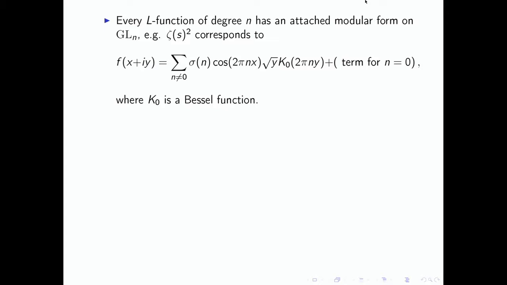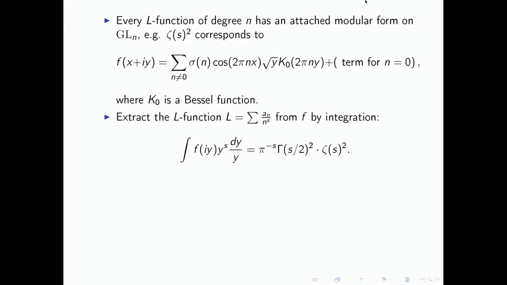The details of this are not important, okay? But it's some explicit function on the upper half plane. Sigma of n is the number of divisors of n. And it involves a special function, the K-Bessel function. Okay, there's no avoiding it, even for something as simple as the square of zeta.